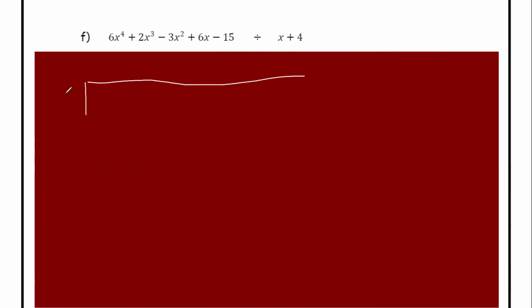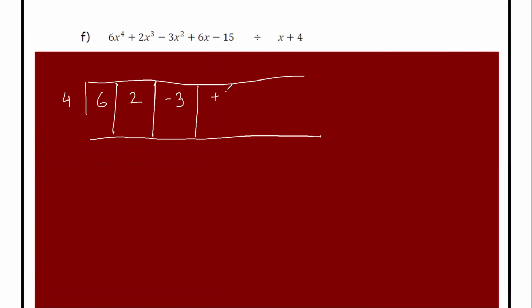Okay, so we have 4 out here, 6, and I told you, this will be your gap out here, and 6, and then there is 2, obviously, and then there's negative 3, and then there's positive 6, and then there's negative 15. So there's no gaps, okay? But anyway, you got to bring down the 6 out here. 4 6 are 24. Change the sign. So negative 22. Negative 22 into 4 is negative 88. Change the sign. So it becomes 85 positive.